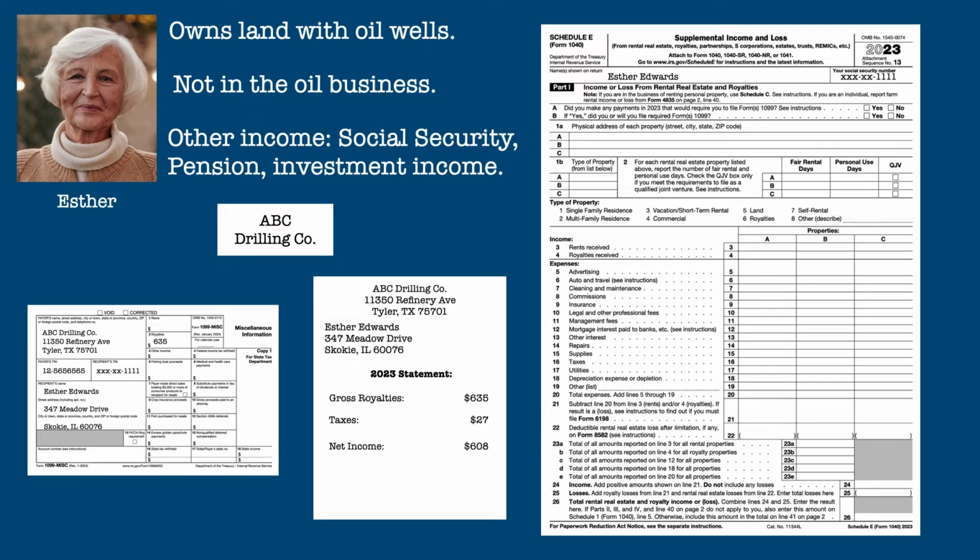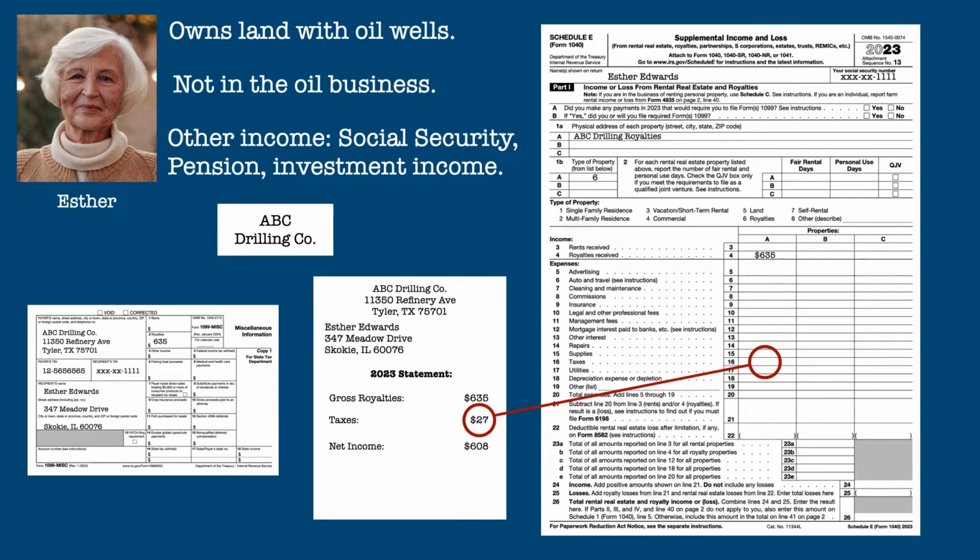Let's go ahead and fill out her Schedule E. For the Box 1A description, she enters ABC drilling royalties on line A. In Section 1B on line A, she enters 6, indicating that the entry is for royalties. She then enters the amount of the royalties on line 4 in column A.